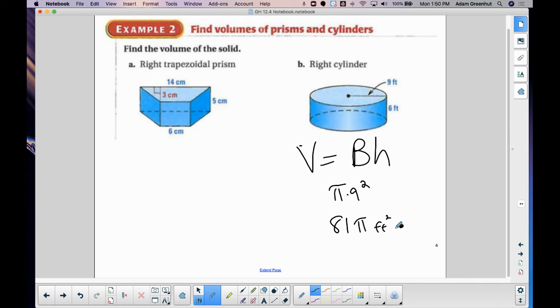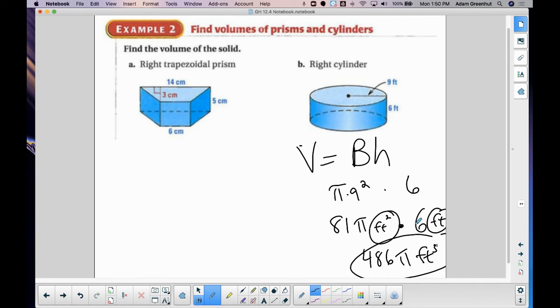Then I'm going to multiply it by the height. Well, that height is 6 feet. So if I take 81 pi and multiply that by 6 feet, what I get is 486 pi. And if I take the square feet and multiply it by the feet, I get cubic feet, to further reinforce the idea that our three-dimensional units will always be cubic units. Why don't you try this one?